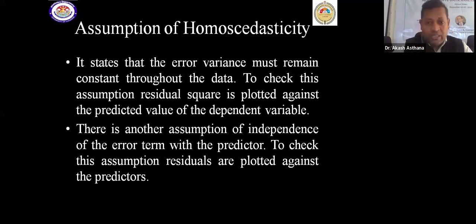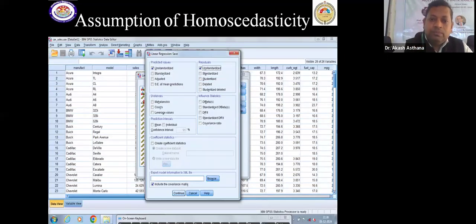For the purpose, while performing the regression, we use the save option. There is a button of save here. When you perform the regression analysis, you have seen certain options here. One was statistics, other was model, and the third one is save. Click on that save, and this dialog box will open.